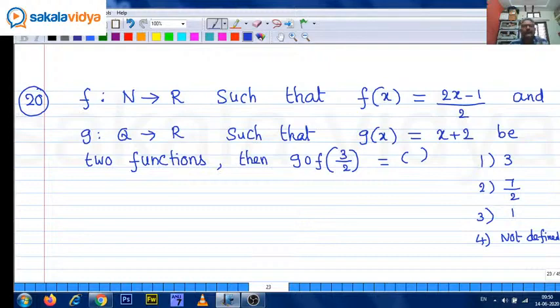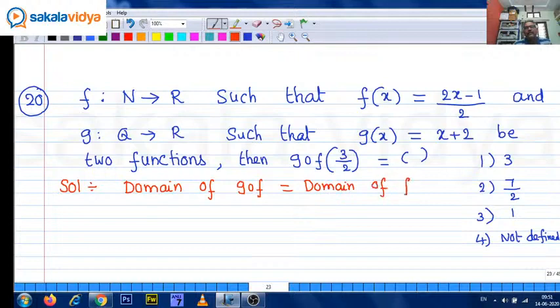Generally, one is tempted to write the answer as the first, second or third option. But this question is absolutely concept-based. Concept-based question means, first, what is the domain of g circle f that we need to discuss? Important point: the domain of g circle f function equals the domain of f. What is the domain of f function? It is the set of natural numbers.